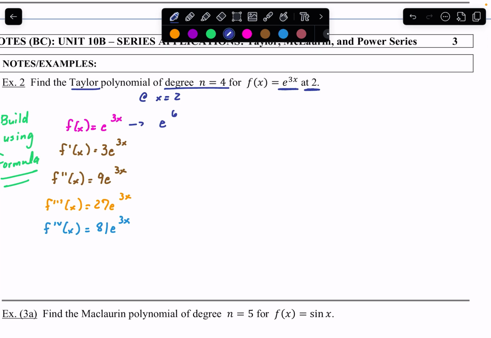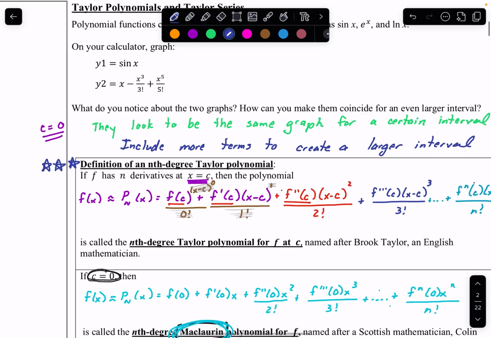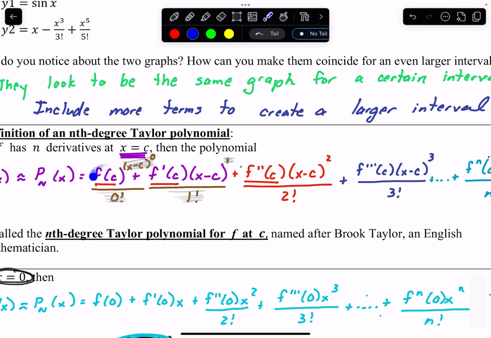So now let's see if we can get us all lined up here. I want to evaluate all of these at 2. So this is 3e to the 6th, this is 9e to the 6th, this is 27e to the 6th, and this is 81e to the 6th. So this is going to cover, remember, let's go back to the formula real quick. This is going to cover all of these constant pieces, right?